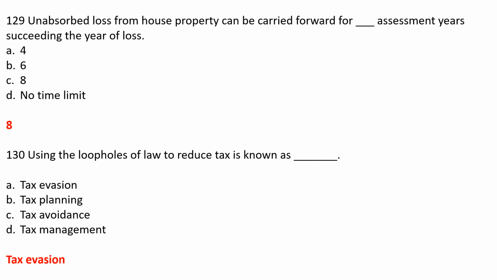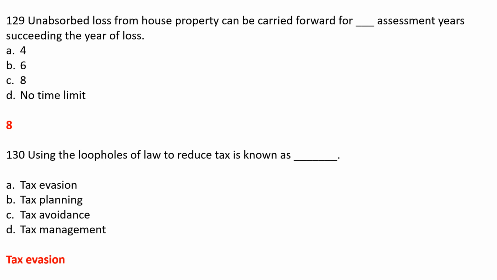MCQ number 129. Unabsorbed loss from house property can be carried forward for dash assessment years succeeding the year of loss. Option A 4, option B 6, option C 8, option D no time limit. The correct answer is option C 8. So unabsorbed loss from house property can be carried forward for 8 assessment years succeeding the year of loss.